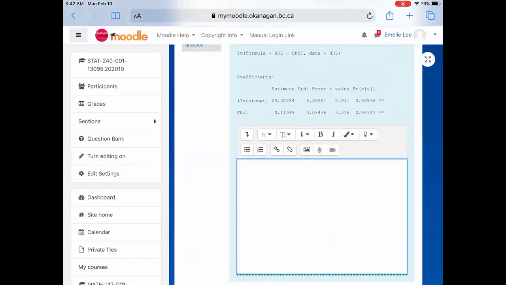Especially hard on the iPad, but you get the idea, right? So as long as you write it out, you'll just be able to take the coefficients from here. It's nice because they've built in all that R code, all that R output, and so now we're just interpreting.